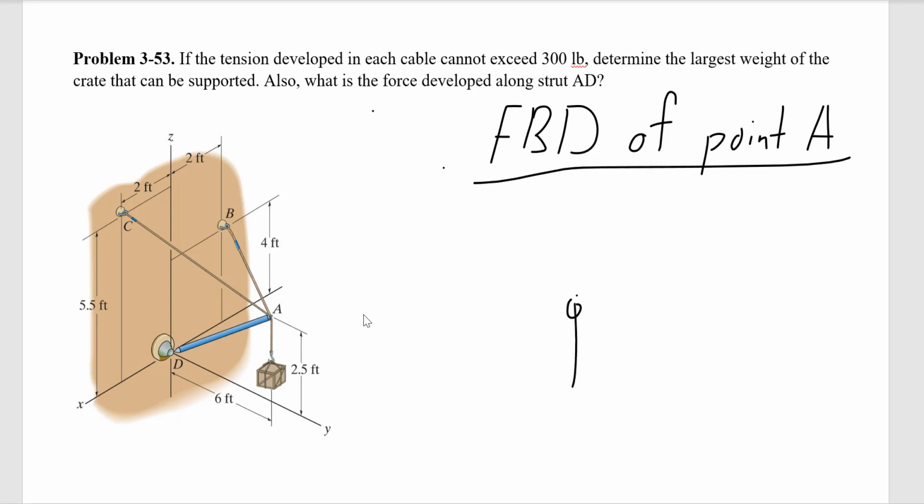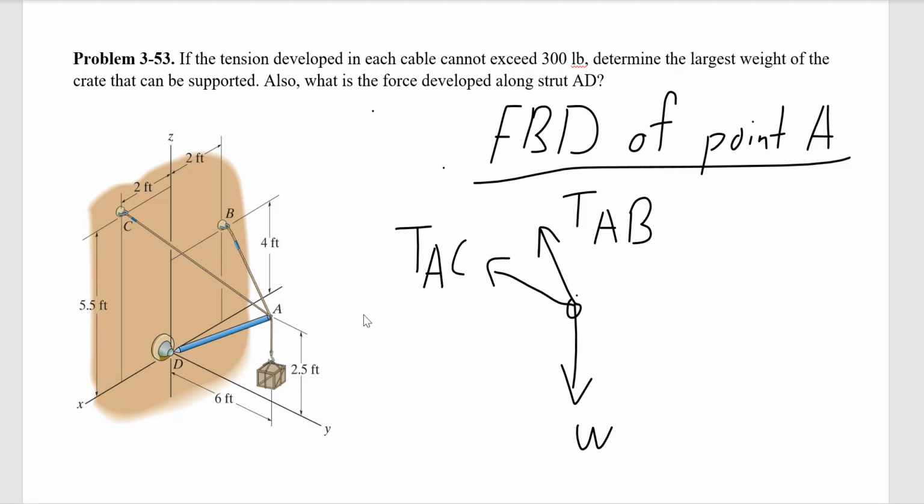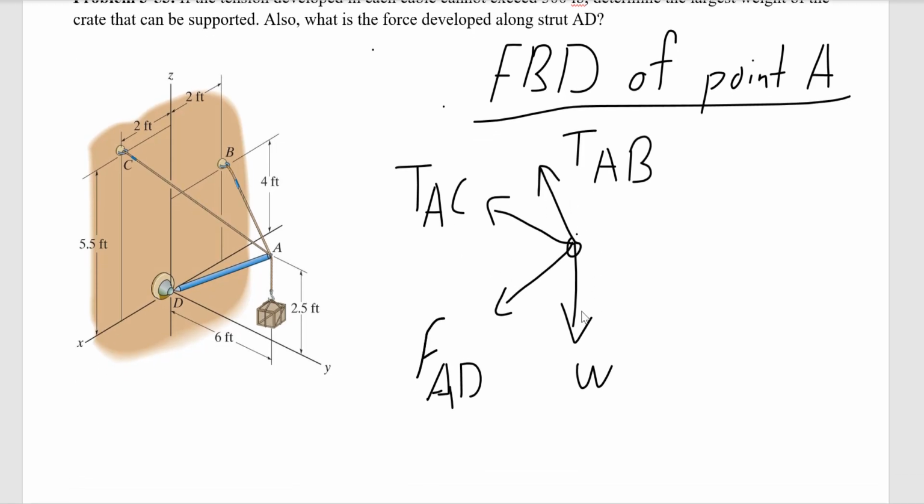So at point A, we have W, we have TAB, TAC, and I'm going to call this F instead of T because it's not necessarily in tension, so I call it force AD. So you can see we have four forces and all of them are unknown, and in 3D equilibrium, we can only write three equations: summation of forces in X, Y, and Z equals 0.